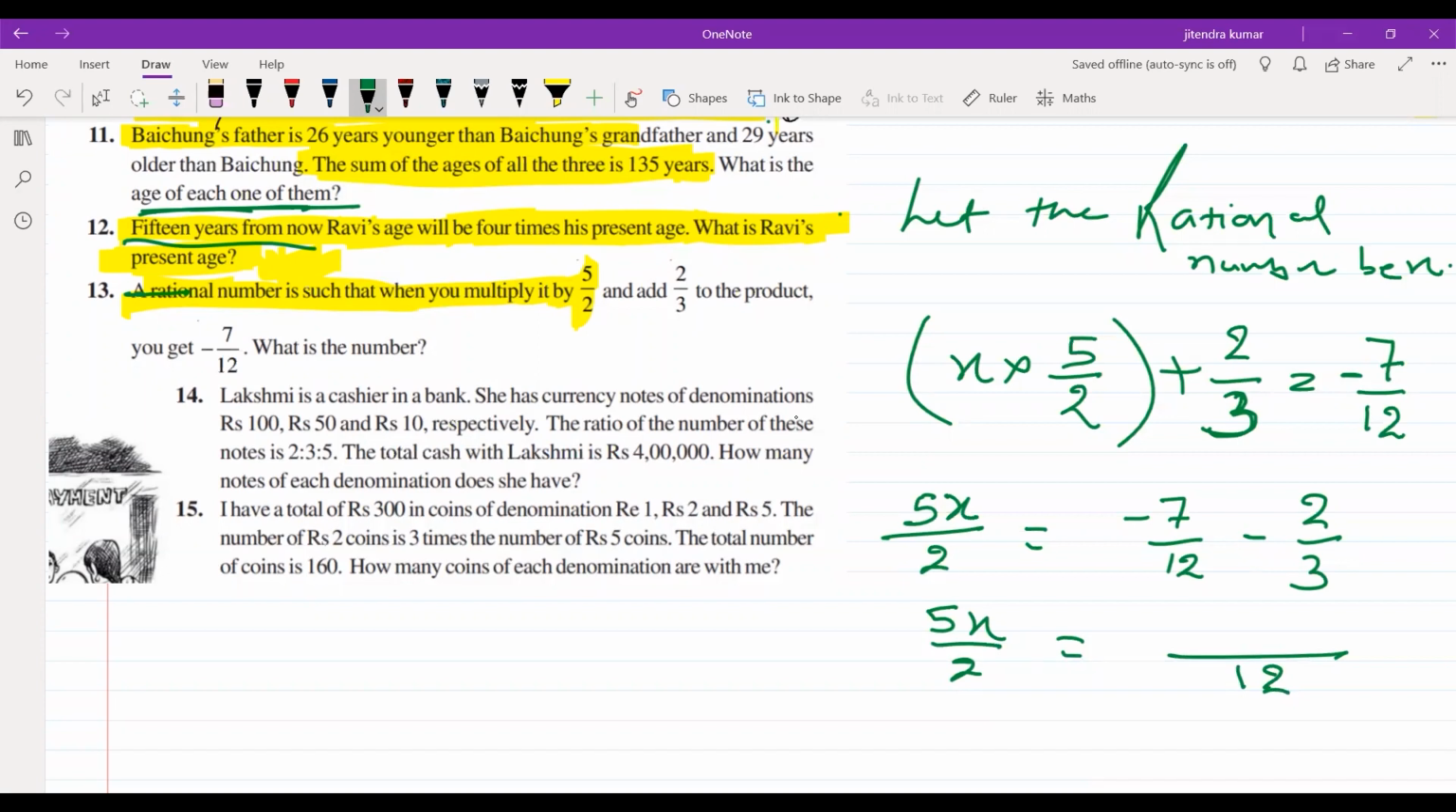Okay, so everybody is getting minus 1 by 2. So minus 1 by 2 is the answer here. That is the right answer. Okay, so we have completed up to question number 13 today.